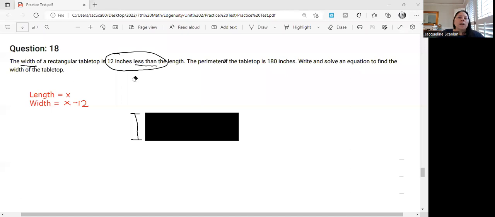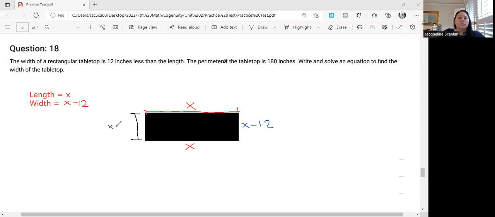Okay, so now I am going to add all this information to my picture. I know that my length is X. And if this is my length from here to here, it is also my length at the bottom. They're going to be the same. That's what makes it a rectangle. The two lengths are the same, and my two widths are going to be the same. The width is X minus 12, and that will be the same on both sides.